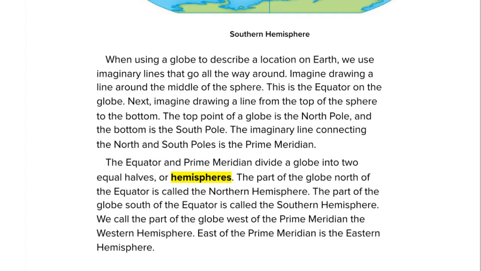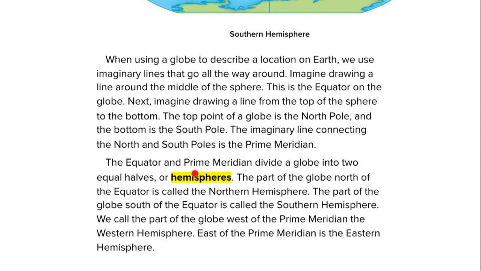When using a globe to describe a location on Earth, we use imaginary lines that go all the way around. Imagine drawing a line around the middle of the sphere. This is the equator on the globe. Next, imagine drawing a line from the top of the sphere to the bottom. The top point of the globe is the North Pole, and the bottom is the South Pole. The imaginary line connecting the North and South Poles is the prime meridian.